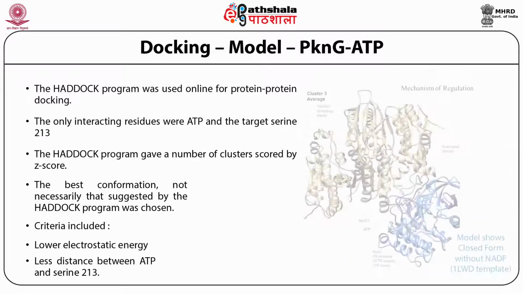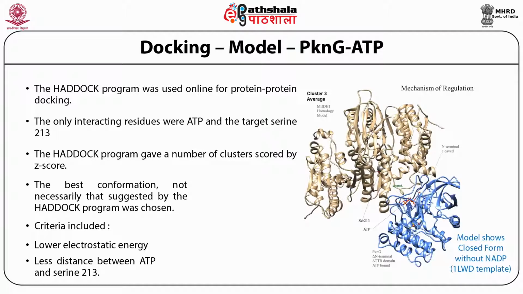In the same slide we show the model. Here is the Mtb ICDH homology model, and the blue color specifies PknG's crystal structure and ATP. If we calculate the interaction sites, and they are interacting, they should be within 5 to 10 angstrom. However, we get distances of almost 22 angstrom, so there is no preferential binding between the two proteins. So why is it so? That is our first question.